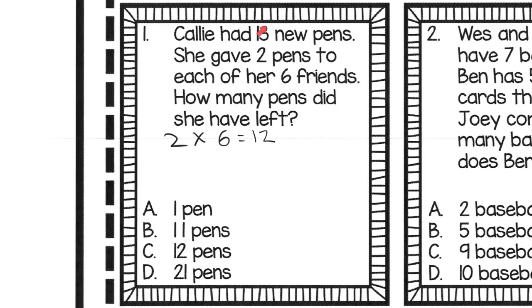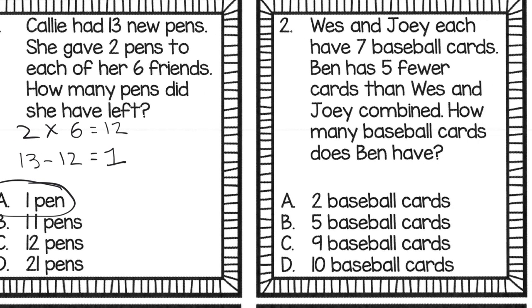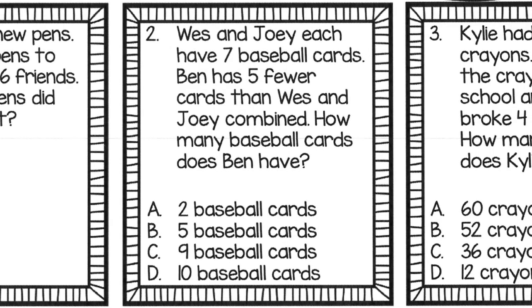2 times 6 is 12. But she had 13, and it says how many did she have left? So she had 13. She gave away 12 of them. How many does she have left? She has 1 pen left. Okay, so you'll notice that each of these problems has 2 steps. So if you find yourself only doing 1, you might have to go, uh-oh, and then think of what happened.